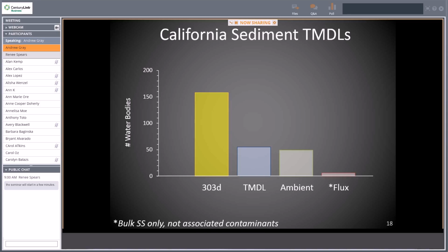And so just to put that in perspective, there are over 150 303(d) listed water bodies in California that have been listed for sediment impairment. Of those, around 50 have TMDLs at this point. And of those 50, almost all of them have their TMDL attached to ambient targets. And very, very few are informed by flux-based monitoring or ongoing flux-based work. And in my opinion, I think that's a direction that we should move to more so in the future if possible.